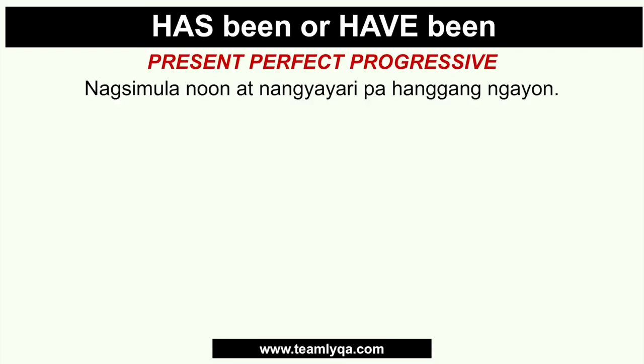So, ang has been or have been, gagamitin mo kapag nagsimula yung action or nagsimula yung event noon at nangyayari pa hanggang ngayon. With the potential na mangyari pa in the future, ha? So, ano ibig sabihin nun? Kung nagsimula noon, ibig sabihin nag-start yung action in the past, tapos nagpapatuloy siya hanggang sa ngayon in the present. Kaya nga naging present perfect progressive. Kasi progressive, ibig sabihin may ing form, ibig sabihin nangyayari, and then present kasi nangyayari pa rin nga hanggang ngayon.